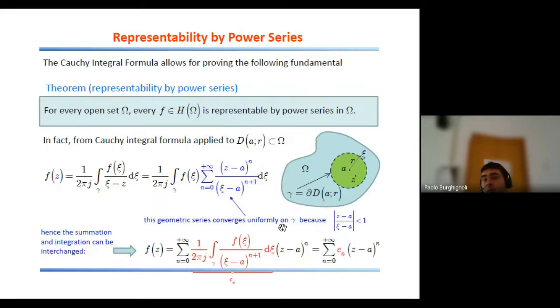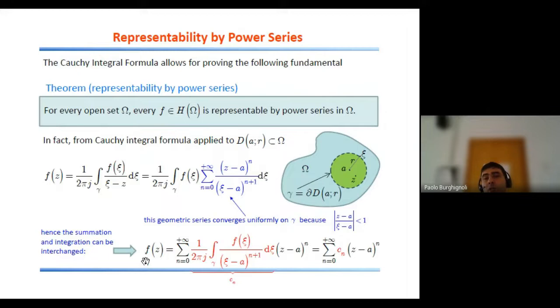Because, as you may remember from calculus, if you have the integral of a series that converges uniformly, then you are allowed to switch the two operations, so you can take the series, the infinite summation, outside the integral, and you can integrate, therefore, term by term. Okay? If you do that, you obtain what is written at the bottom of this slide.